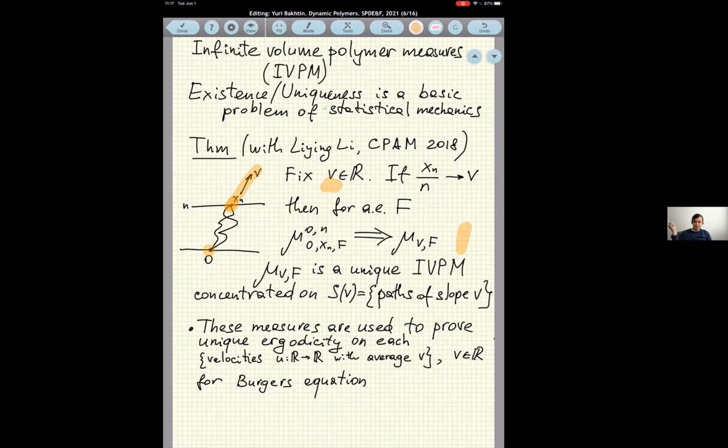So for each slope v, you have a unique infinite volume polymer measure. And then the obvious plan was to use these measures to prove unique ergodicity, uniqueness of the invariant distribution on each ergodic component for the Burgers equation. And that's what we managed to do.